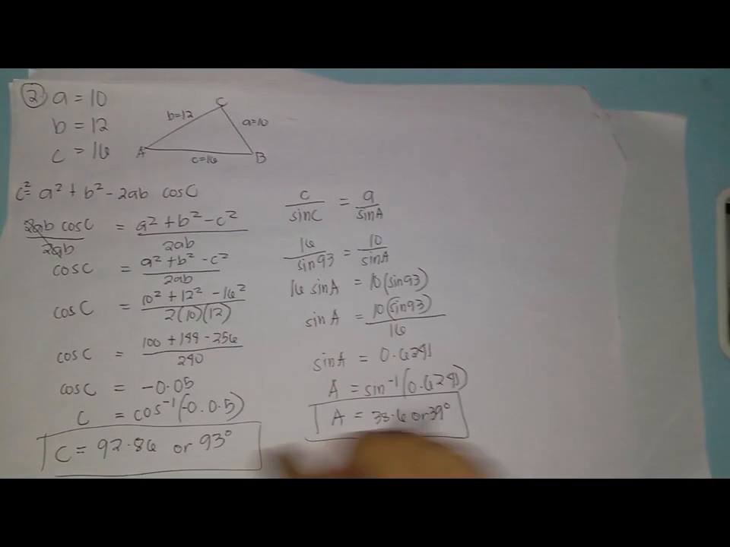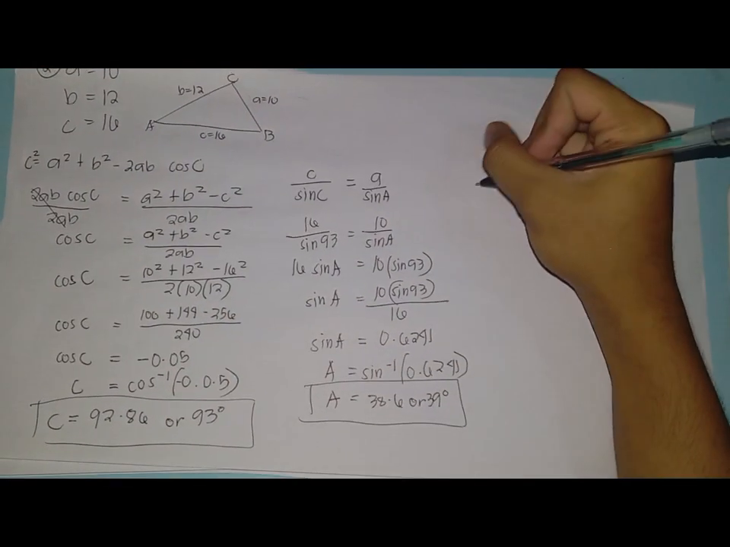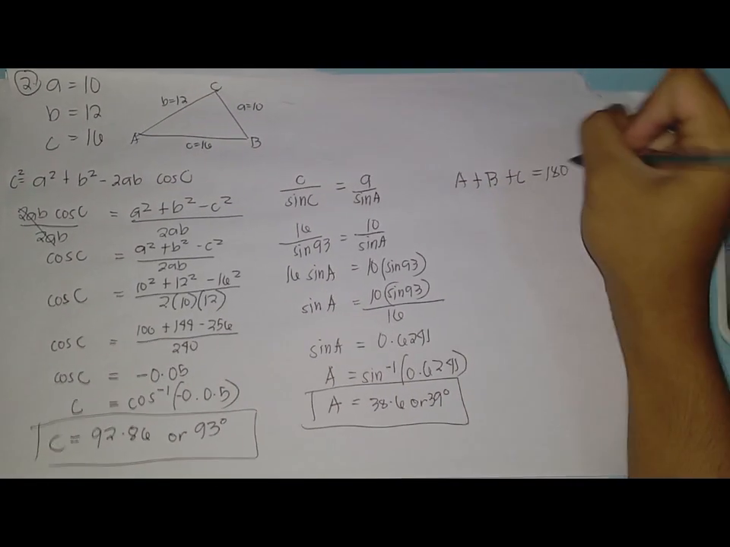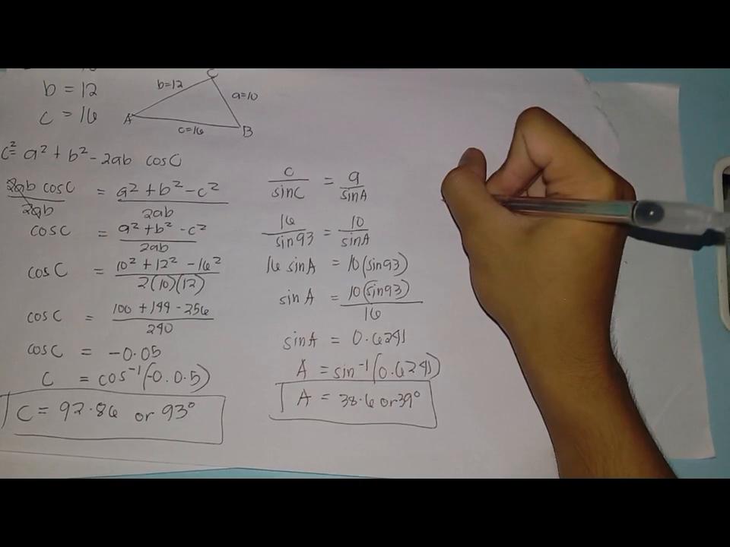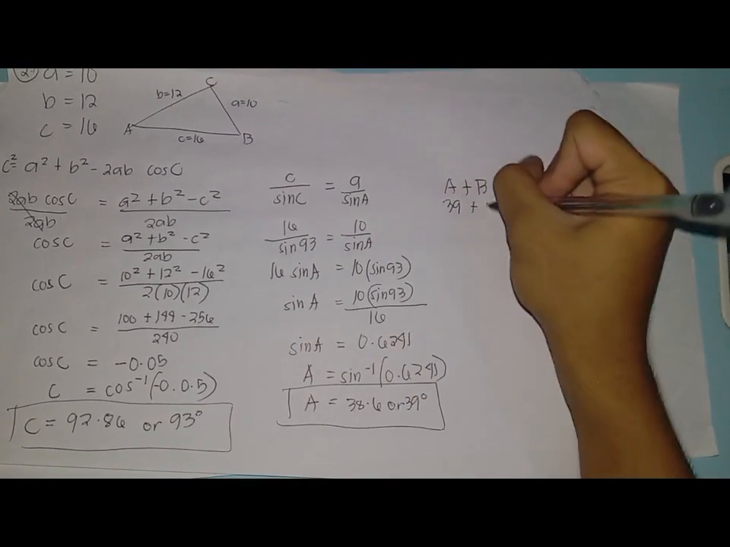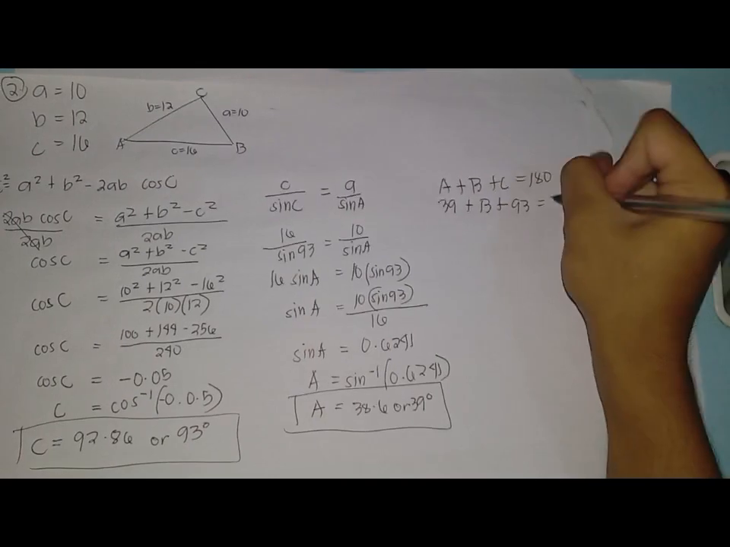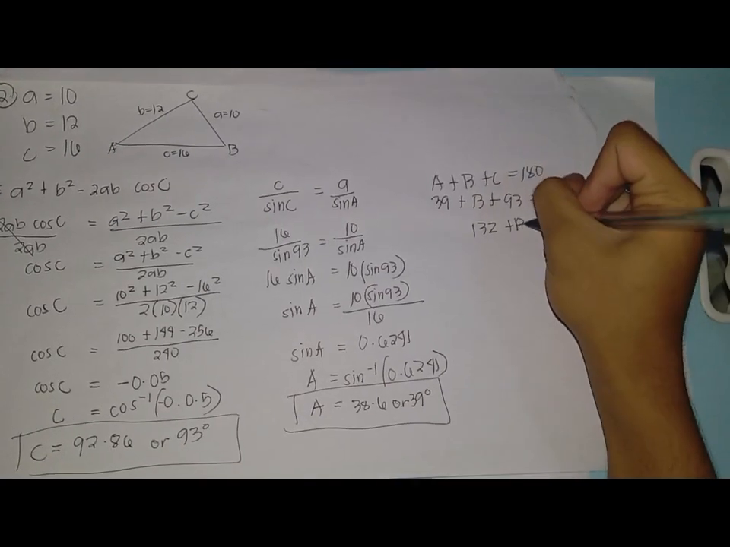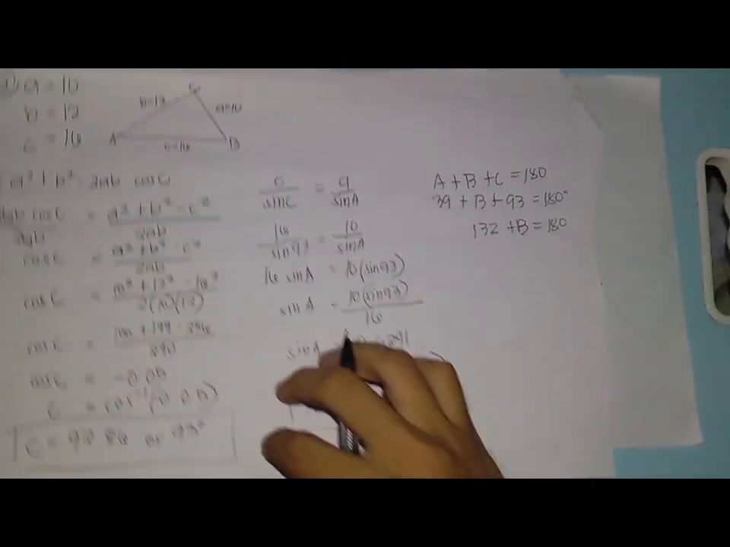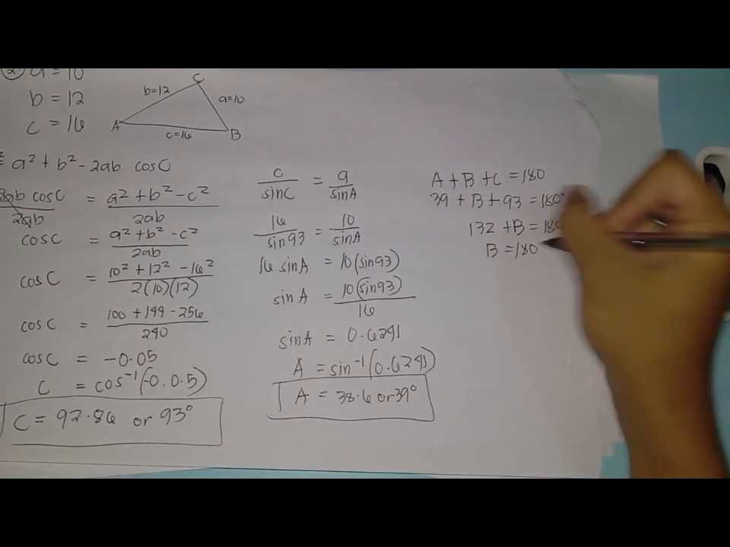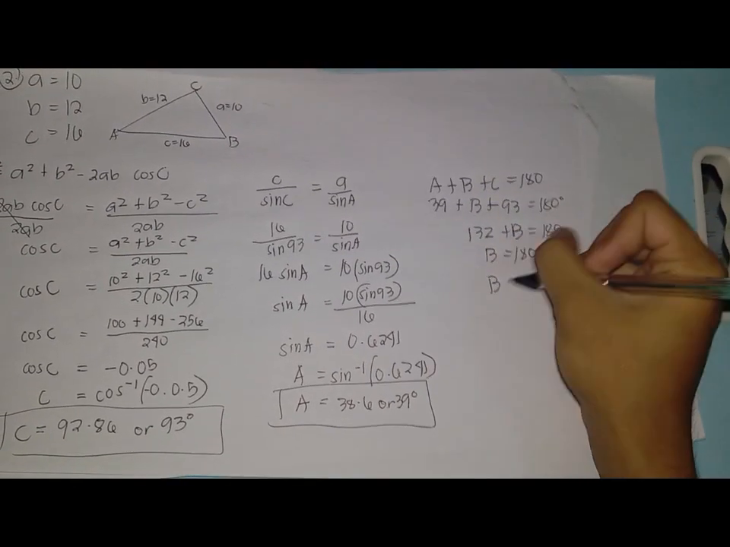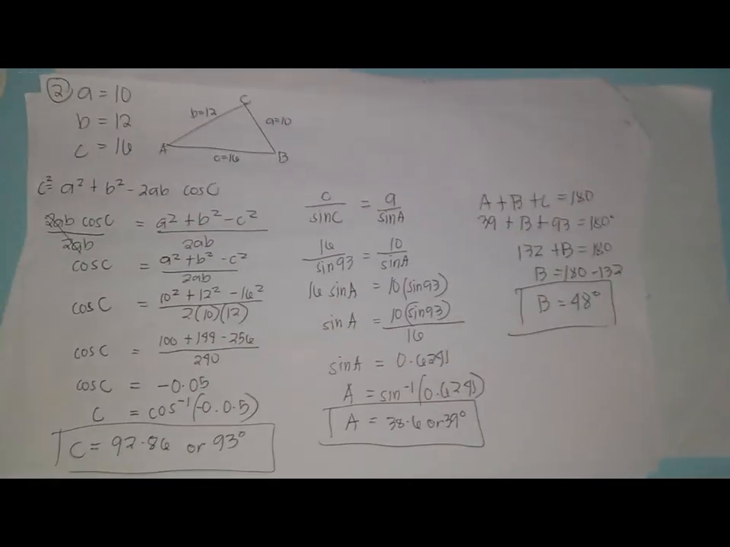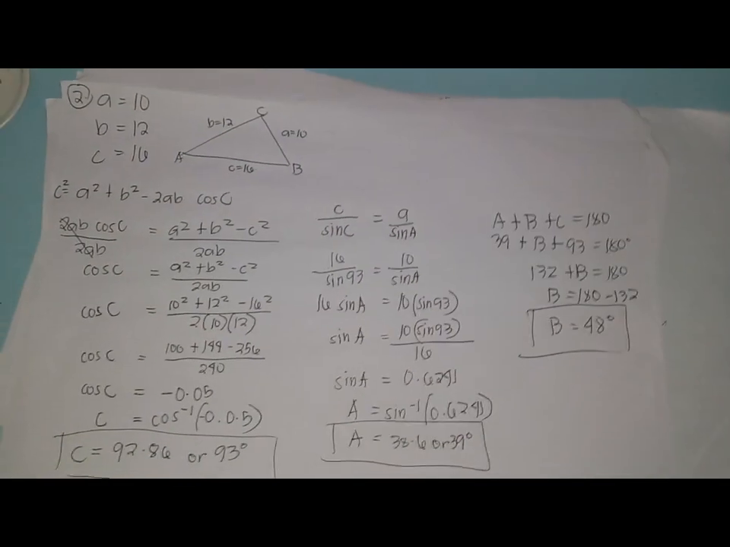So we find the two angles. We just need to find the last angle. So we have here A plus B plus C is equal to 180. So substitute the value: 39 plus B plus 93 is equal to 180 degrees. So 39 plus 93, we have 132 plus B is equal to 180 degrees. So B is equal to 180 minus 132. So we have here B is equal to 48 degrees. So that's how we find the three angles using the law of sine and the law of cosine.